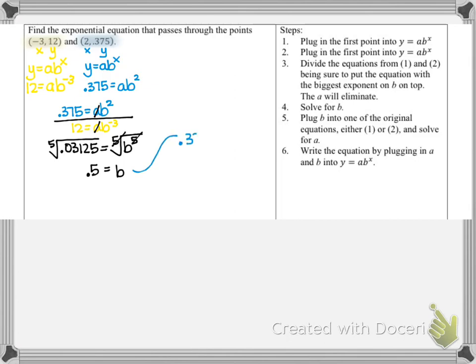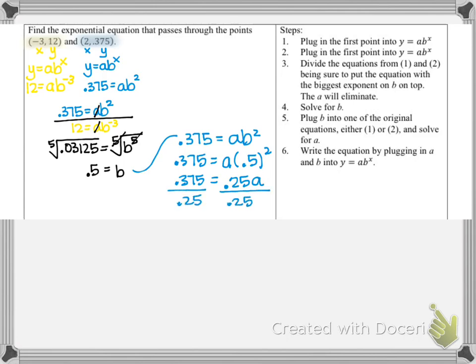So if I do 0.375 is equal to AB squared, I don't know what A is, that's what I'm trying to find. So 0.5 squared, okay, so let's go ahead and solve this. If I do 0.5 squared in my calculator, that's going to give me 0.25 and then times A. Let's divide by 0.25. So do 0.375 divided by 0.25 in the calculator, and it looks like A is going to be equal to 1.5. Okay, now we've got A and B.